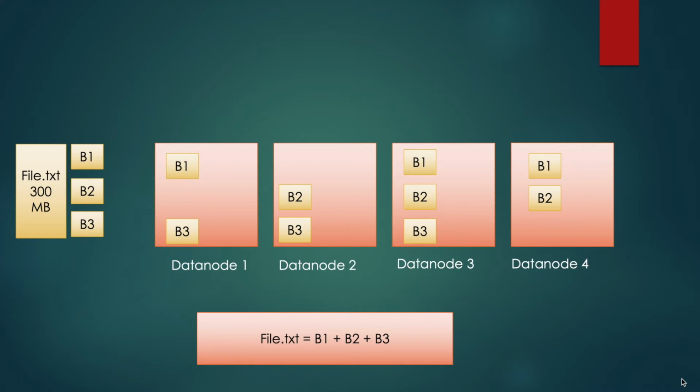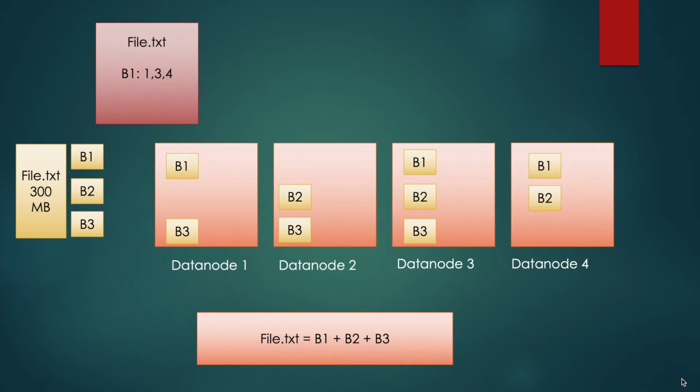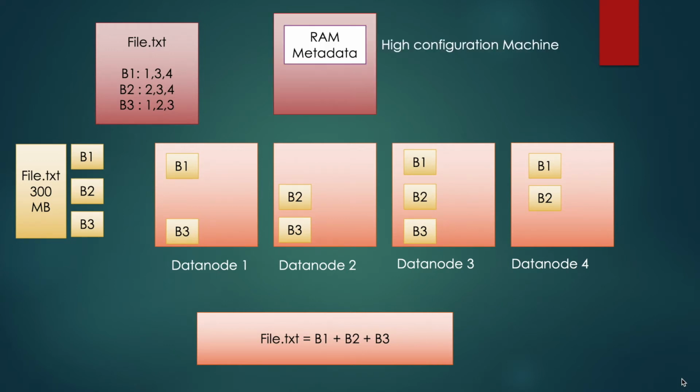This information about the file.txt and the addresses of the blocks B1, B2, B3 will be stored in a separate node. This separate node is a high configuration machine, and we call this high configuration machine the name node.